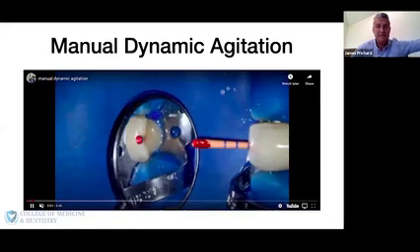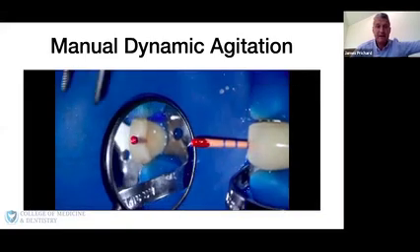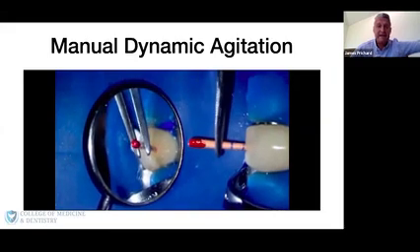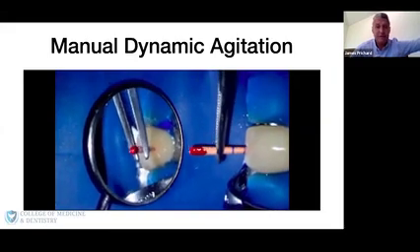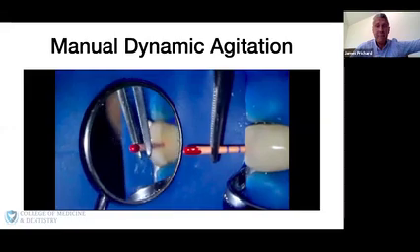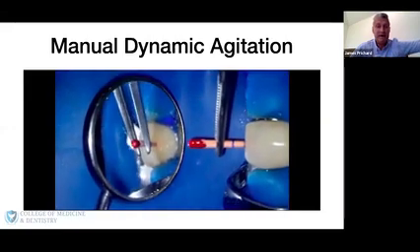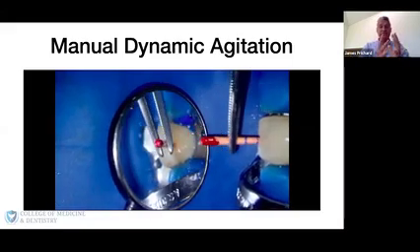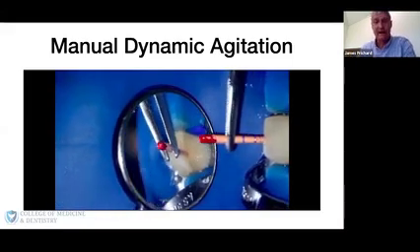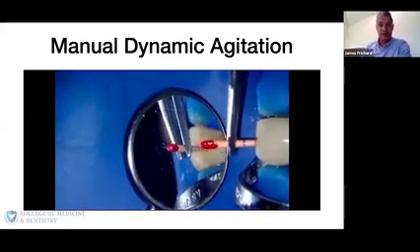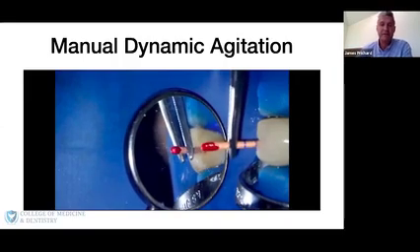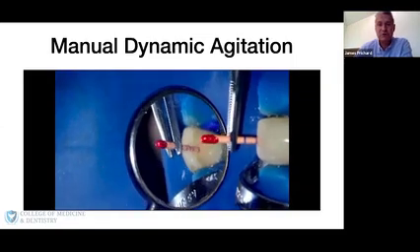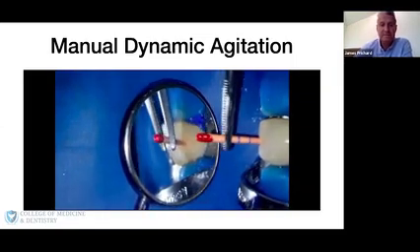Okay, so this is the simplest: manual dynamic agitation. The canal has been prepared and it's been irrigated. The canal is now full of irrigant. You can take a GP cone and manually pump this GP cone up and down inside the root canal. What this does is it creates hydraulic pressure and it allows irrigant penetration within the root canal space, a concept first developed by Pierre Machtou. And it allows the lateral movement of the irrigant within the root canal space.